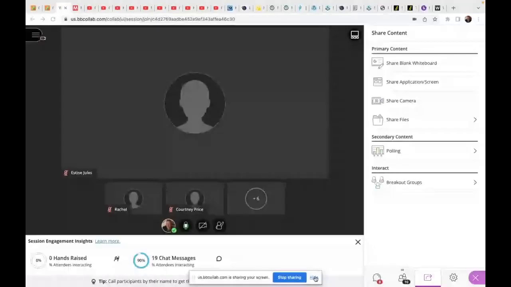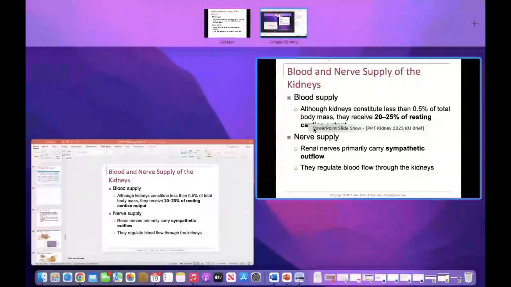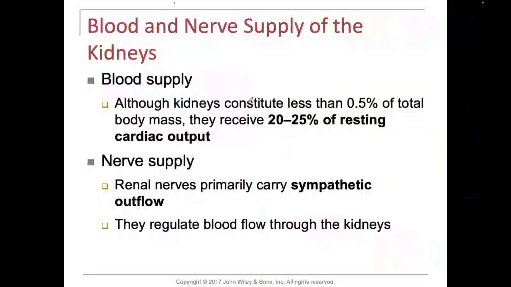Hi, class. Welcome back. We are still on the kidney, and we're going to be looking at the blood supply. This is an important concept to grasp because it helps you understand how blood gets into the nephron, from the abdominal aorta into the renal artery and into that microcirculation of the kidneys. Although the kidneys constitute less than 0.5% of the total body mass, they receive about a quarter of the resting cardiac output.